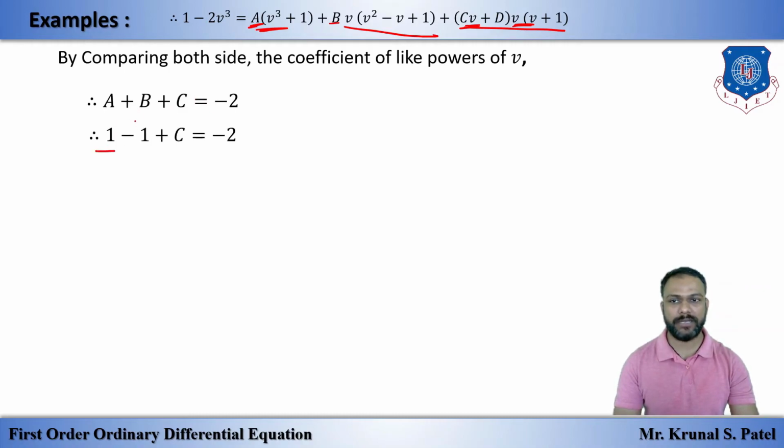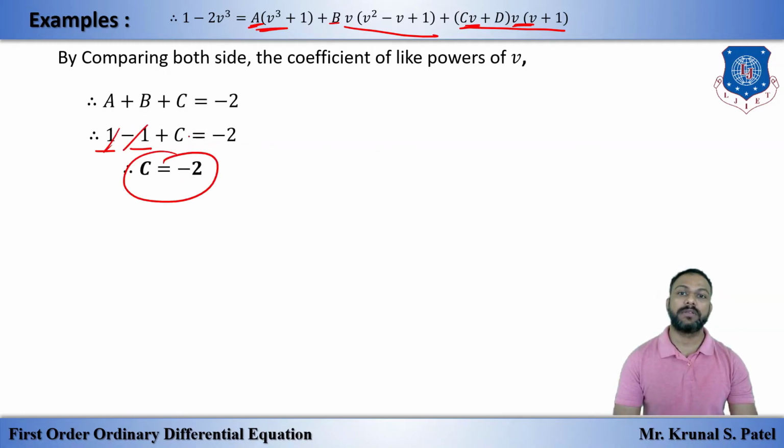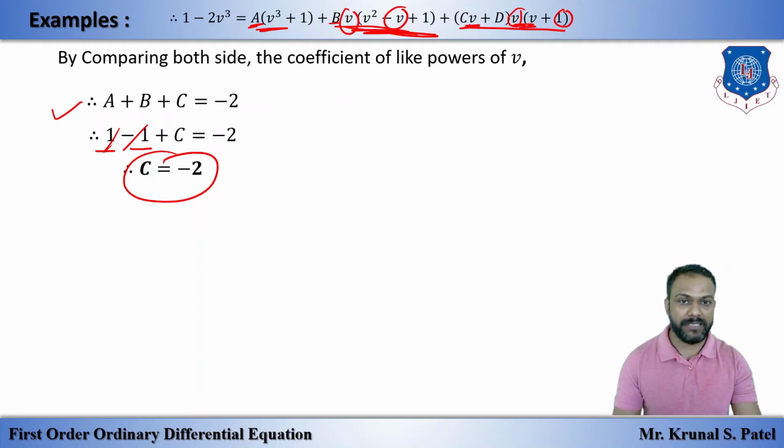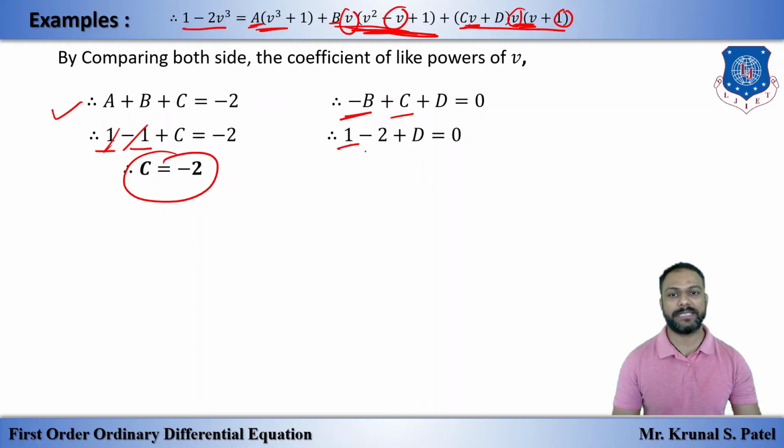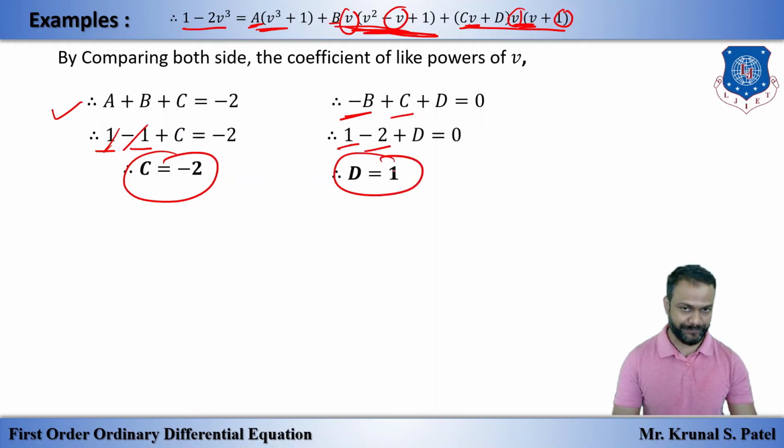We know the value of a is 1, b is minus 1, so this is 0 and c is minus 2. Now we will compare the coefficient of v square, because we already compared the coefficient of v cube. By again expanding this, we multiply with v, which gives the v square, so minus b. In a similar way, if we multiply this v here, v and this v, so plus c, and this v square plus d. So minus b plus c plus d, and on the left hand side we don't have a v square, so 0. Now we have the value of b is minus 1, so minus minus plus, value of c is minus 2, so we get the value of d.